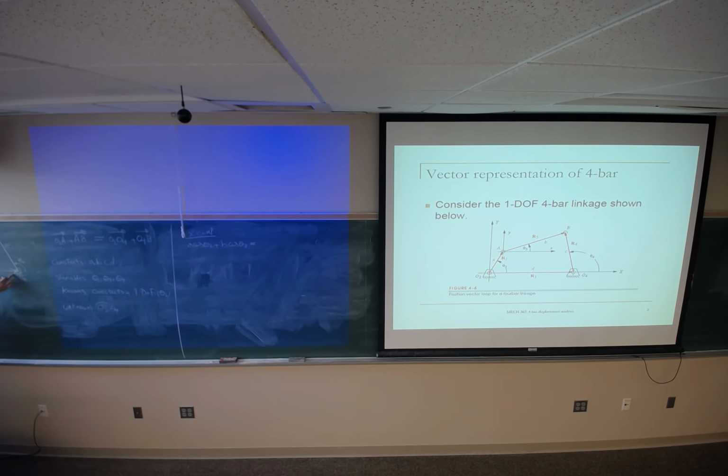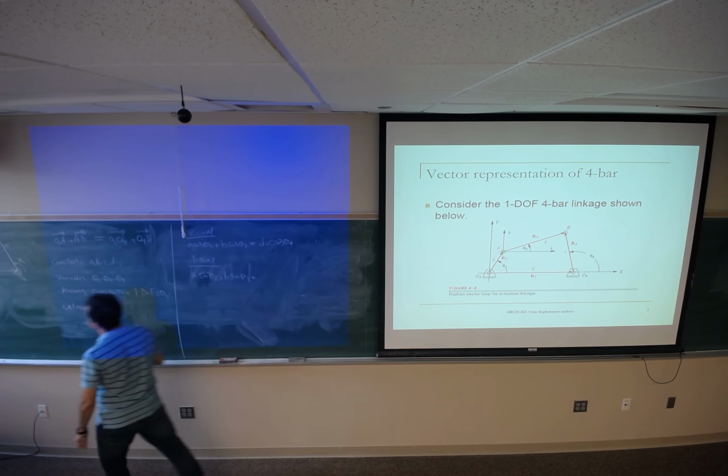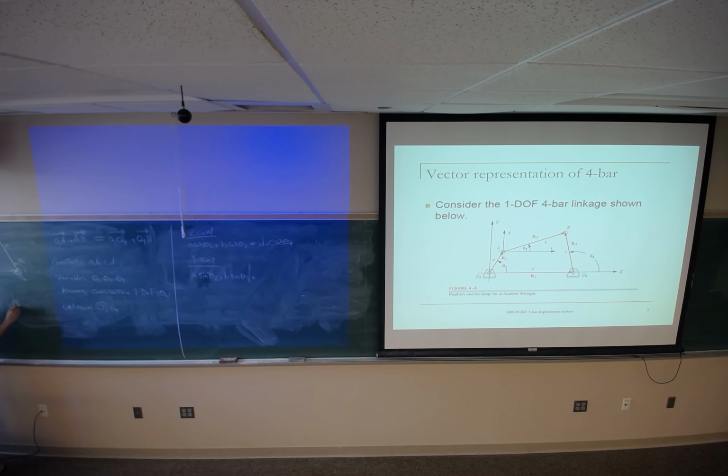O2 to O4. It's going to have D cosine of 0. Cosine of 0 is 1, so it's going to be D. I'm just writing D plus C cosine of theta 4, sorry, the angle of this link, theta 4. And for the y component, just change cosine to sine. D sine of 0 is going to be 0, so we will have 0 plus C sine of theta 4.